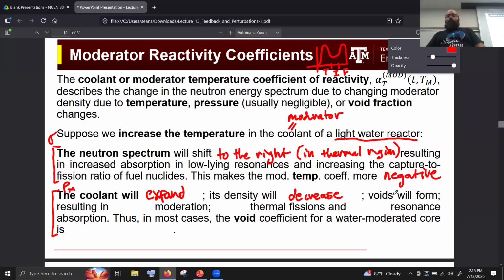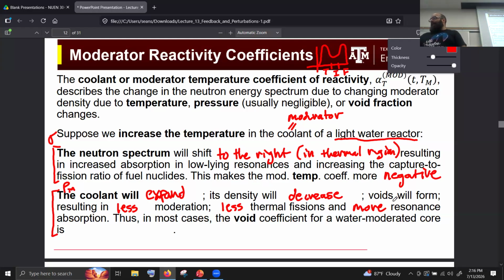And then voids start forming. When the voids form, that means that you get less moderation because the steam is a less effective moderator than the water itself. If you get less moderation, then fewer neutrons can make it into the thermal spectrum where they're likely to fission. So it means that we get less thermal fissions. And if neutrons are less able to be moderated, it means that they might spend more time in the intermediate range where they're more likely to get captured by a resonance. So that means that we end up getting more resonance absorption.